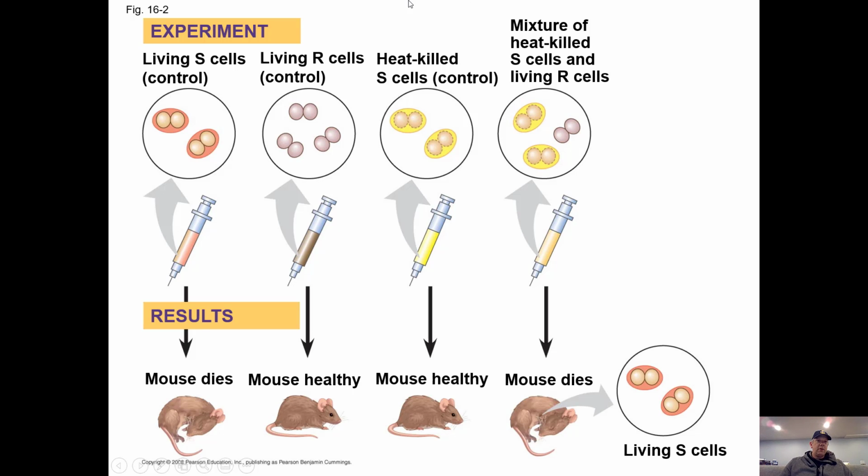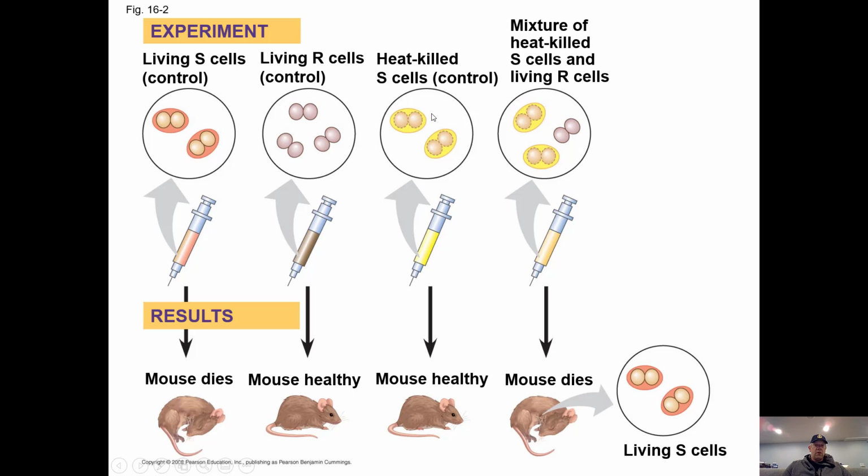So take a look here. You can take those living S cells, inject them in a mouse, and the mouse dies of pneumonia. If you take the R strain and inject it into a mouse, it's fine. But that's a problem because utilizing the R cells probably isn't going to give us a very good vaccine against pneumonia.